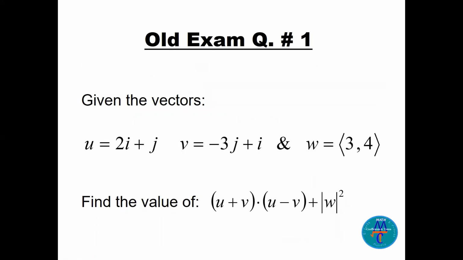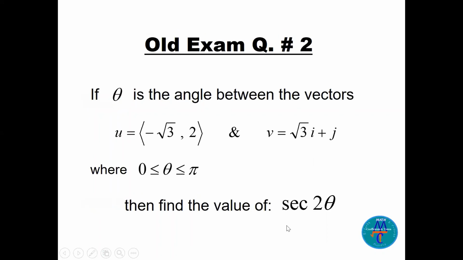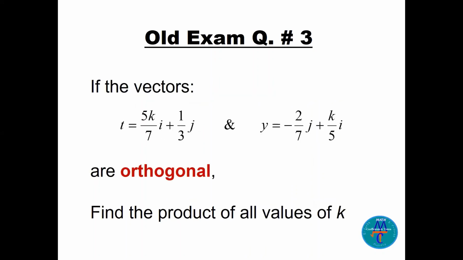Now I will leave, as usual, some questions from old exam questions to practice. We have vectors u, v, and w. Find this value here. And then this is a very nice question. I think we have vectors u and v, and theta now is the angle between the vectors. Find the value of secant 2 theta. Vectors t and y are orthogonal. Find the product of all the values of k.